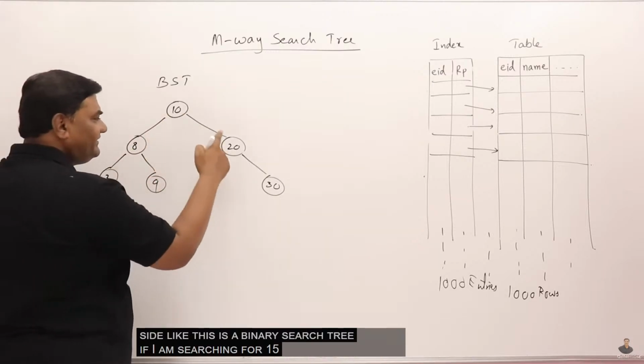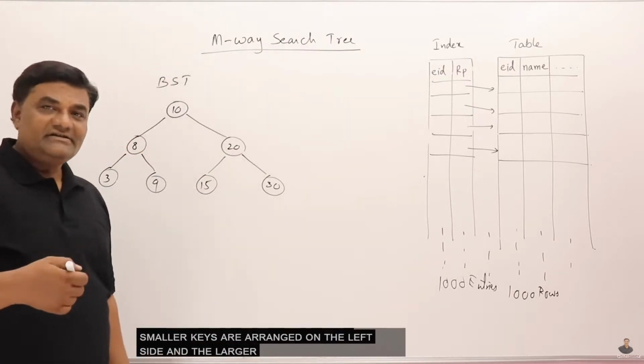Like this is a binary search tree. If I'm searching for 15, then 15 is greater than this, I'll go to this side. 15 is smaller than this, I'll go to this side, and it is found. So we know that the smaller keys are arranged on the left side and the larger keys are arranged on the right side. This is what is done in binary search tree.